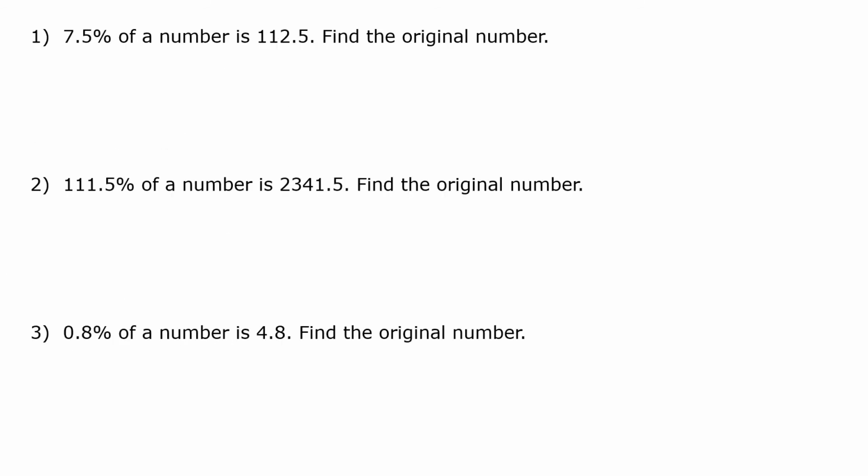So now let's have a look at a few that involve decimals. Don't panic when you see decimals, they work exactly the same. As long as you know the rule, find 1% and then scale up to find 100%, you'll be absolutely fine. So we're going to start off with 7.5% of a number is equal to 112.5. Then I need to find 1%, so I'm going to divide both sides by 7.5.